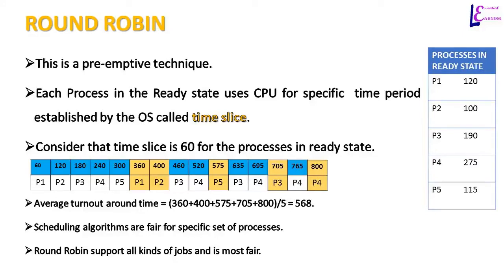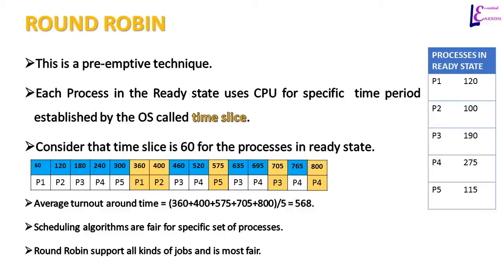The round robin technique is a preemptive technique. The operating system establishes a time slice. Each process in the ready state will use CPU for that specific time period, or time slice, and will return to ready state until its turn comes again. For the same set of processes discussed previously, we assume that the operating system establishes a time slice of 60 to execute processes in the ready state using the round robin technique.